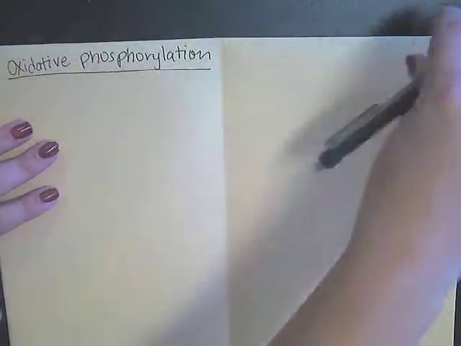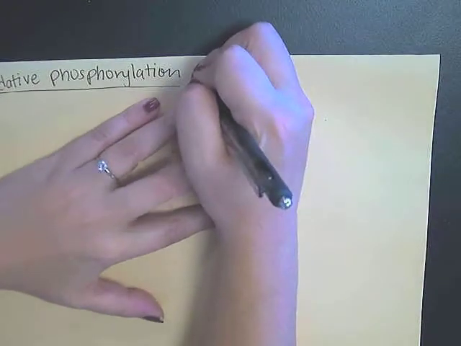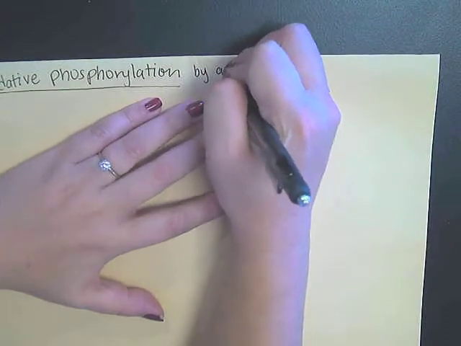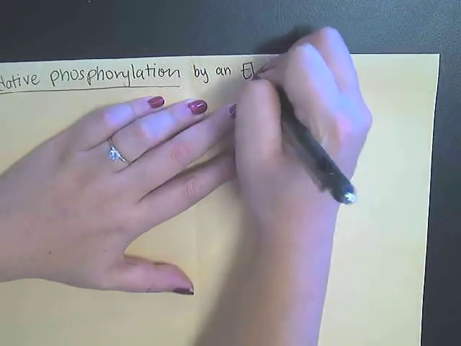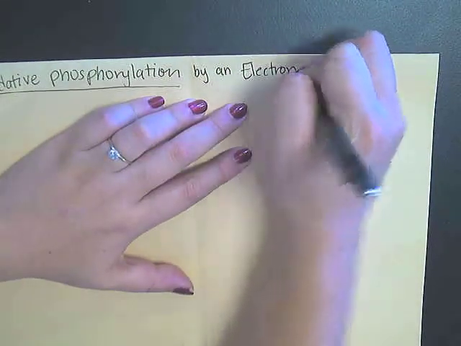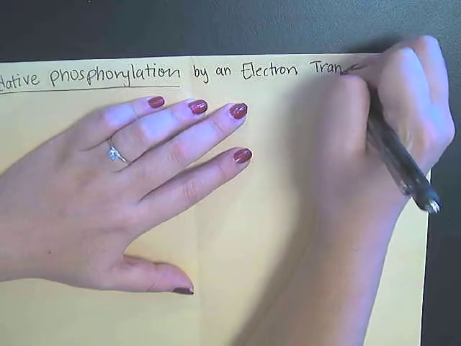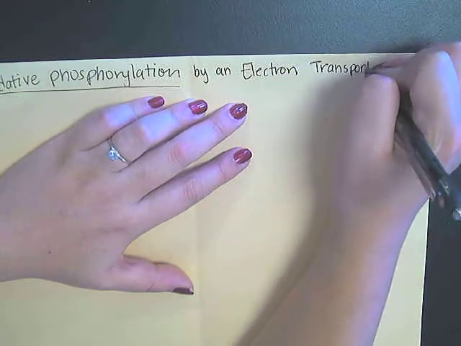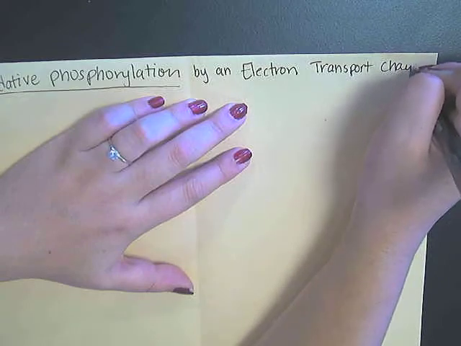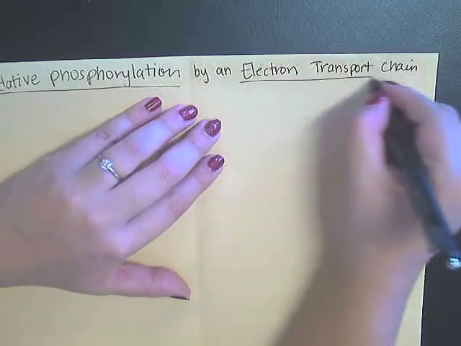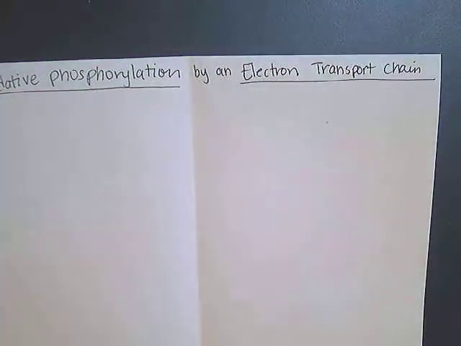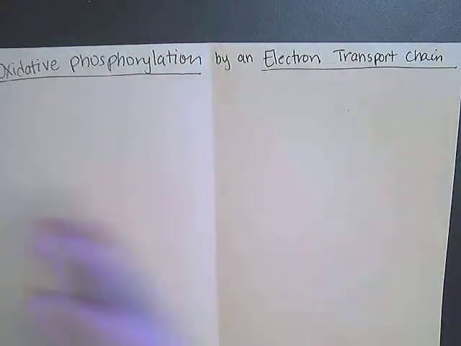At the top, I'm just going to put the title of the processes that we are doing. So it's oxidative phosphorylation by an electron transport chain. There are two separate processes that we are going to talk about, and I'm going to use this divider to talk about what these two processes are.